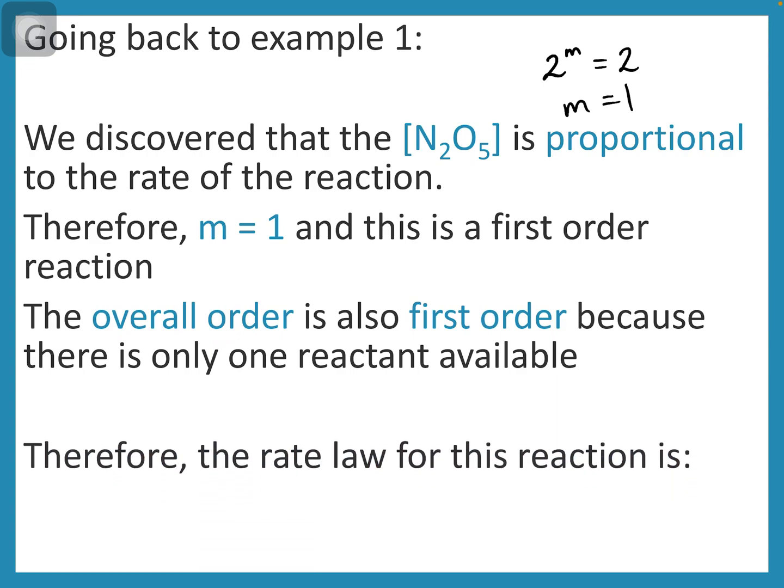So the rate law that we would see for that is the rate is equal to k, some rate constant, times the concentration of N2O5. And because the exponent is 1, we don't have to write it in. So where that would show up is here, but exponents of 1, multiplications and divisions of 1, we don't write in.